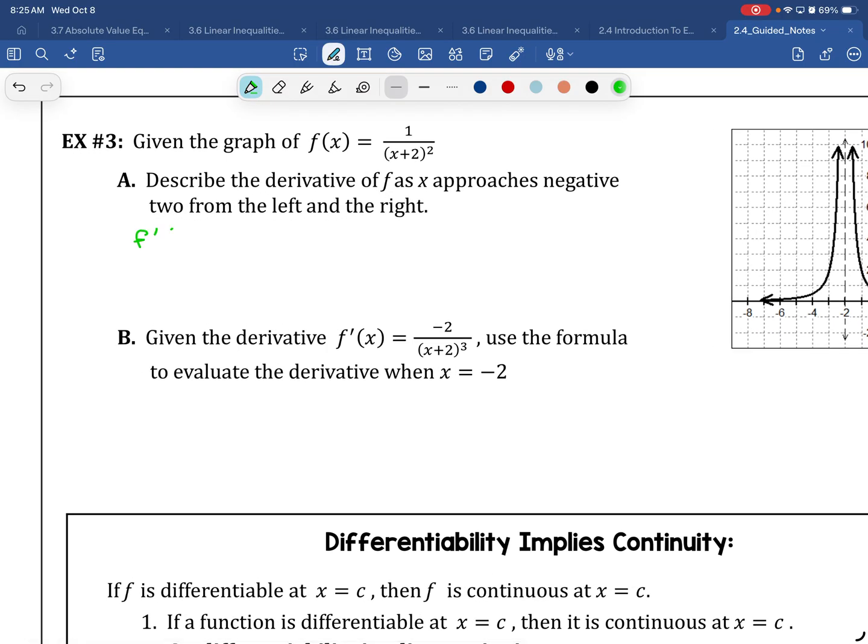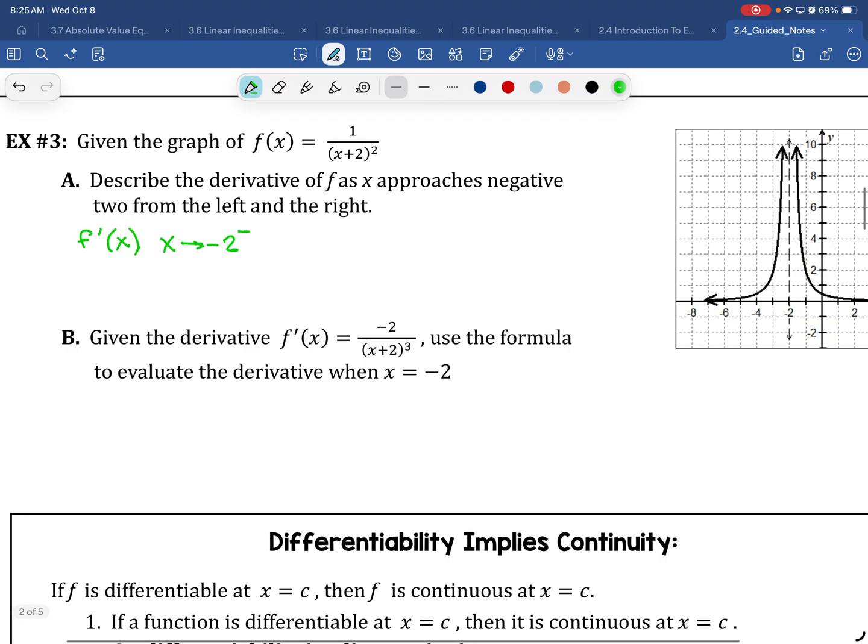What's happening to f prime of x as x approaches negative 2 from the left? Goes to infinity. What happens to f prime of x as x approaches negative 2 from the right? Careful, careful. Say it. I know what you're thinking. Say it. Infinity. I knew you were going to say it.